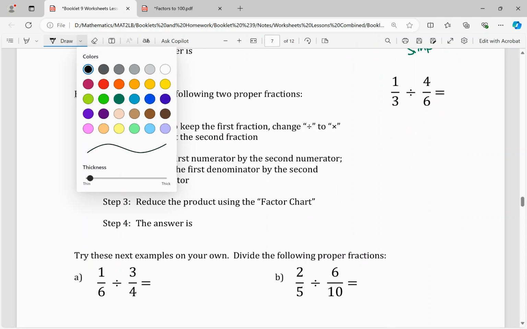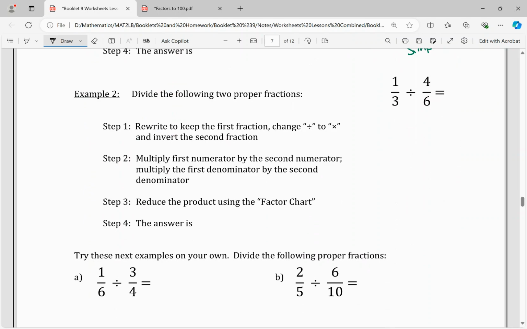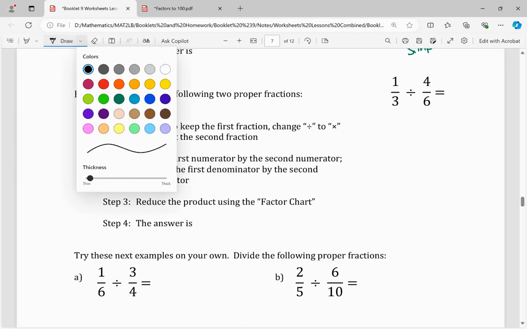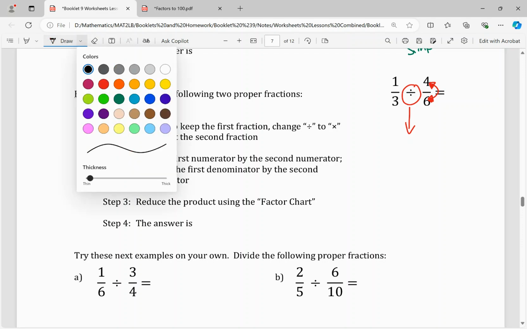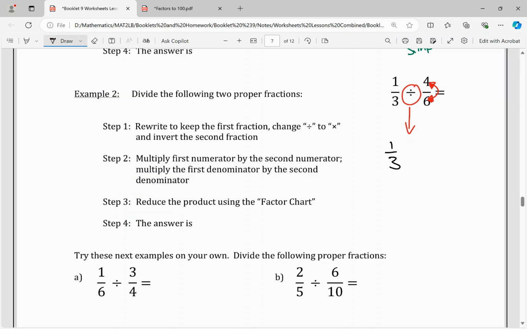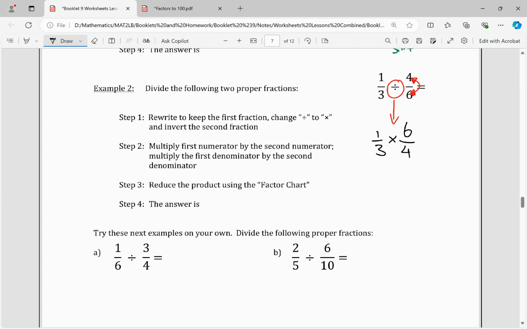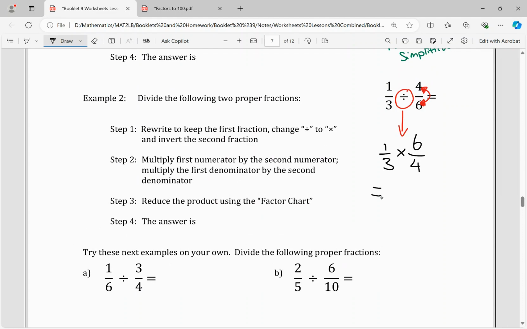Okay, let's take a look at the second problem. Again, we're dividing two proper fractions, 1 over 3 divided by 4 over 6. Step 1 is to take this division problem and turn it into a multiplication problem. So we're going to change that division to a multiplication as long as we flip the second fraction, giving us 1 over 3 times the 6 goes to the numerator, the 4 goes to the denominator. Now we can multiply. 1 times 6 is 6. 3 times 4 is 12.